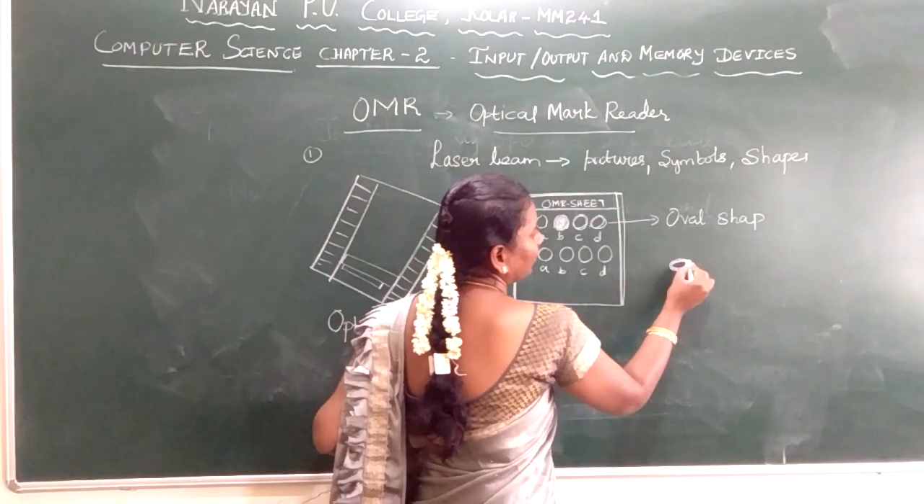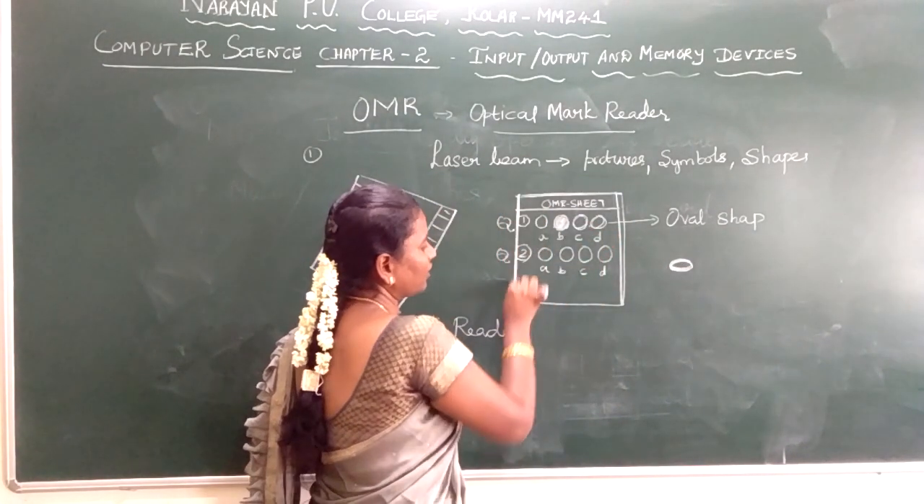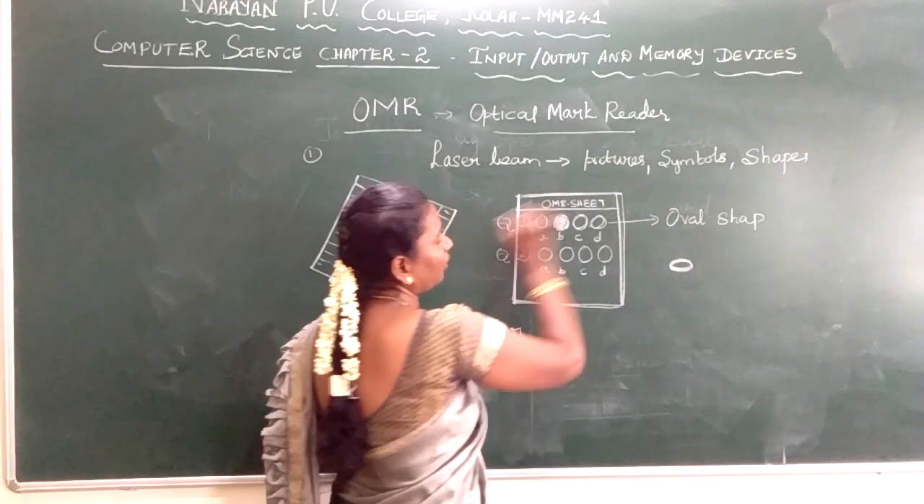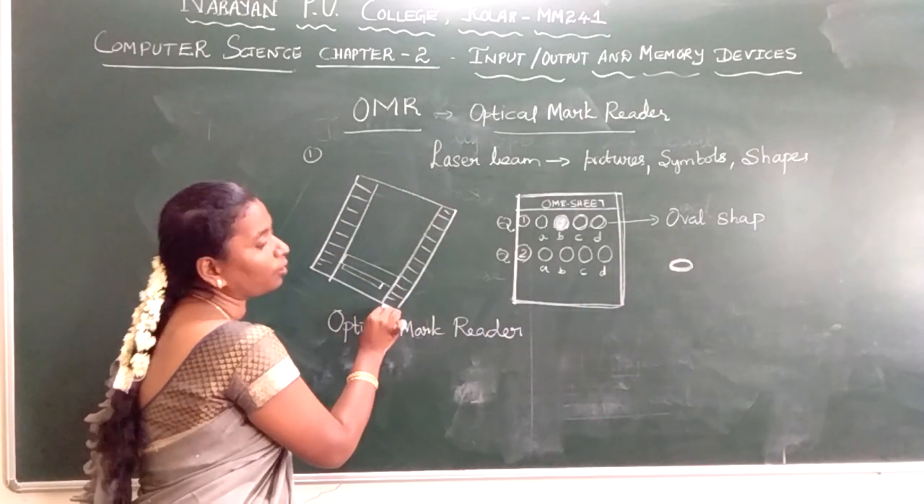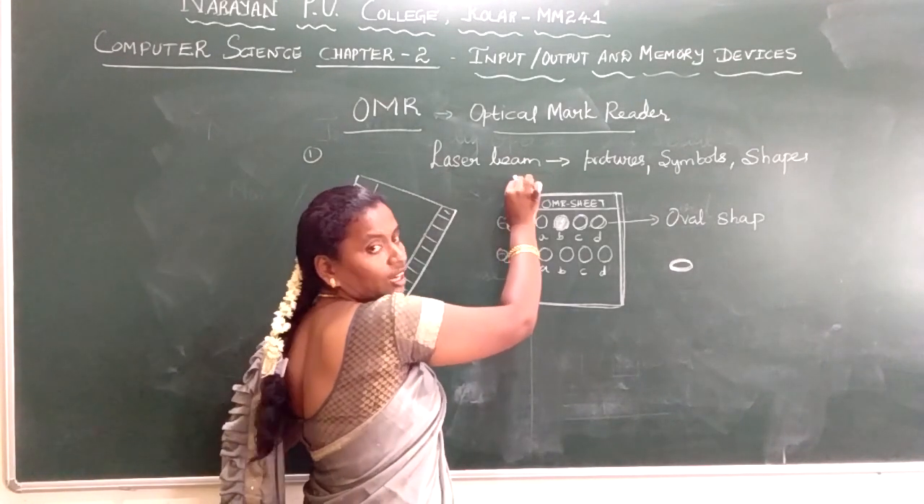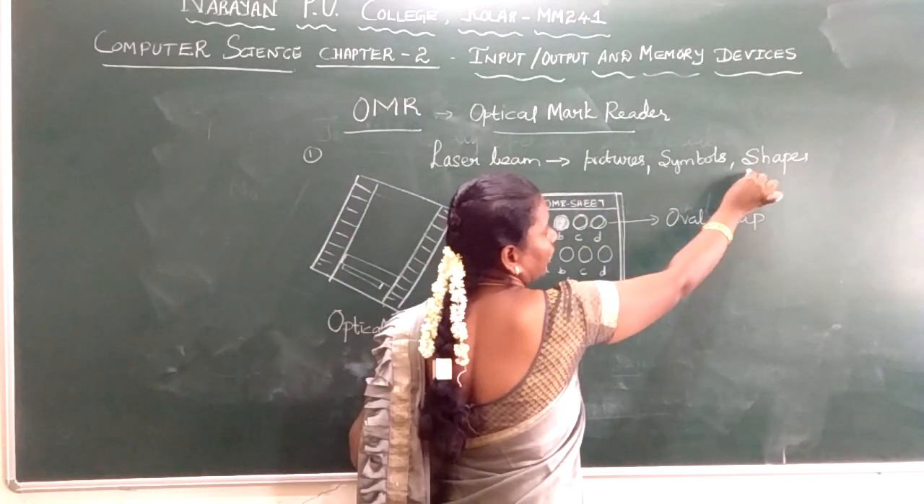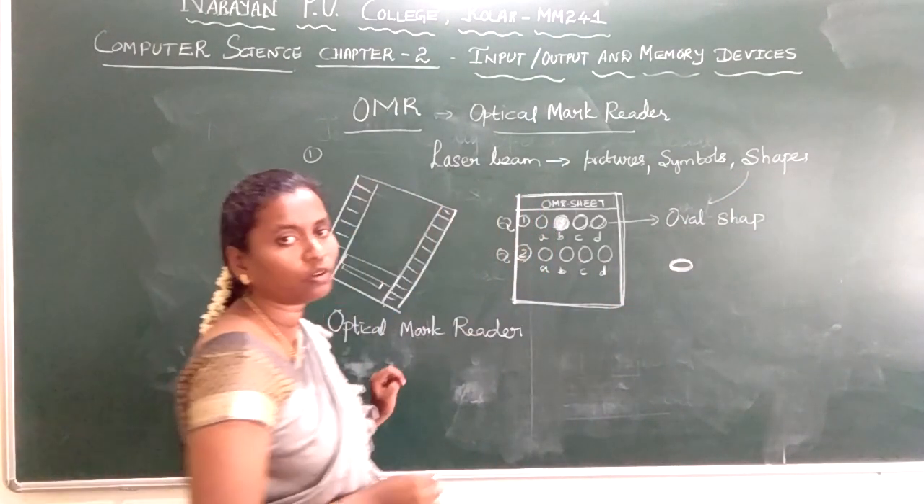This is not a circle. It will be an oval shape in your OMR sheet. Before the OMR mark reader is programmed, each and every dot present in your OMR sheet is programmed. That is being read by a laser beam. What can it be? Pictures, symbols and shapes.